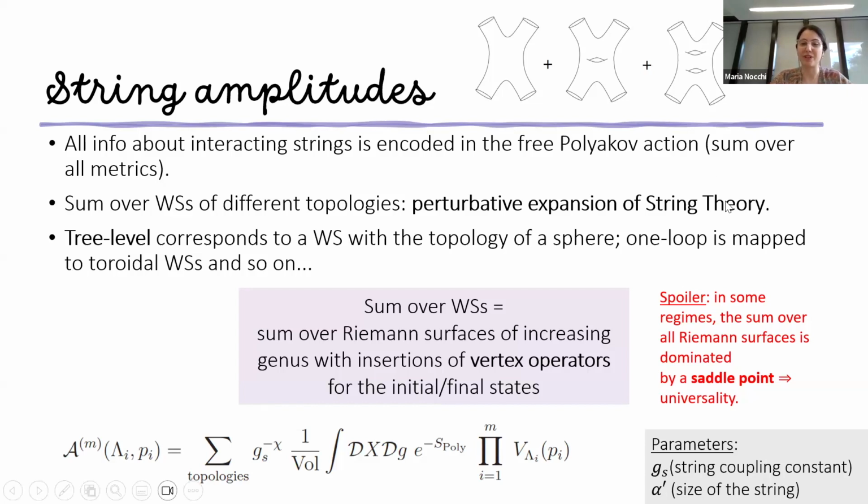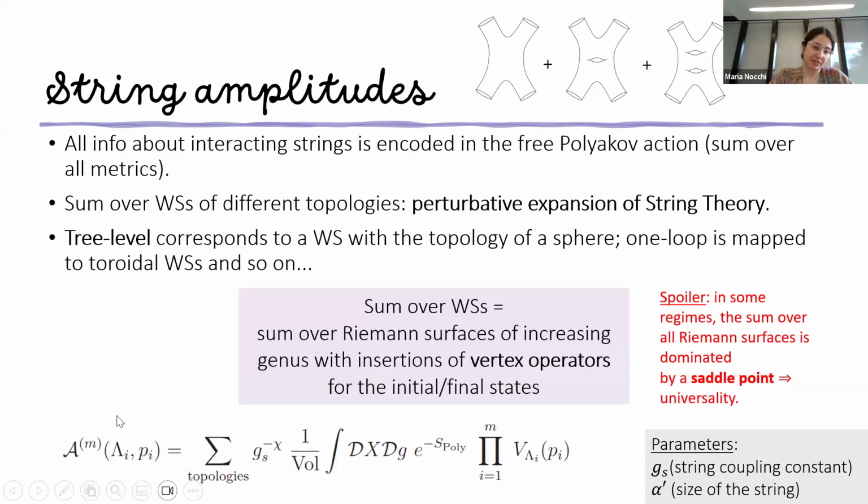And as a little spoiler, there are some regimes where this sum is exact, in the sense that it's dominated by a saddle point. So you can actually do the sum exactly, and that allows you to get some universal result. I will show you when this is the case and why there is a lot of physics there.